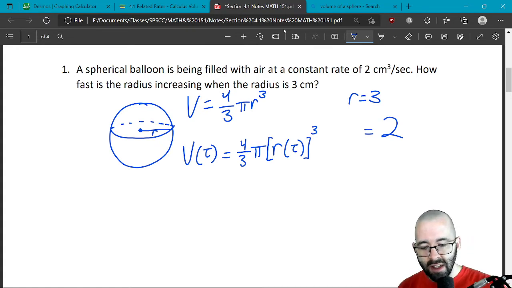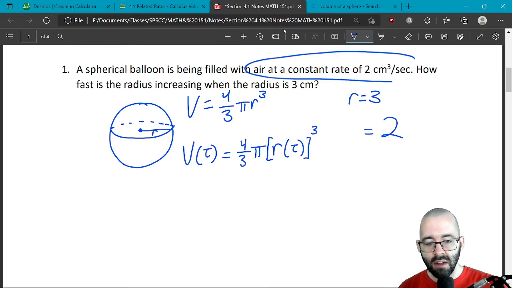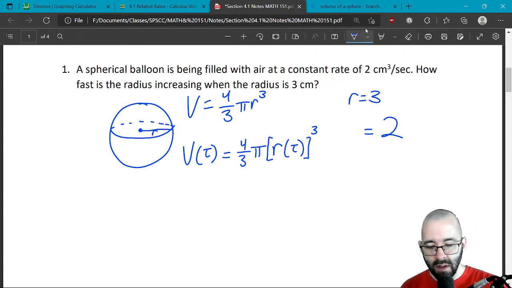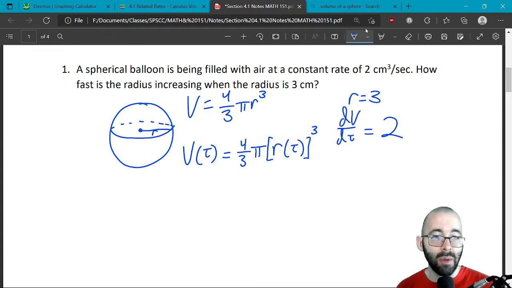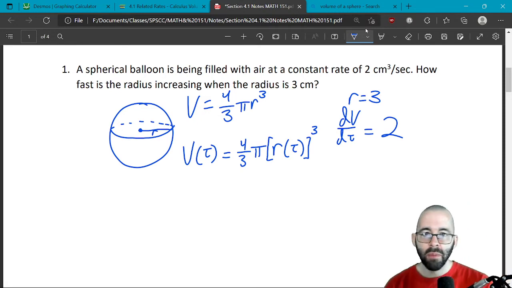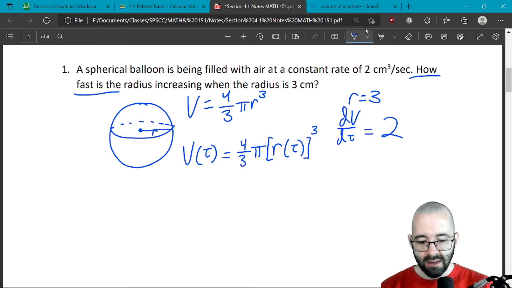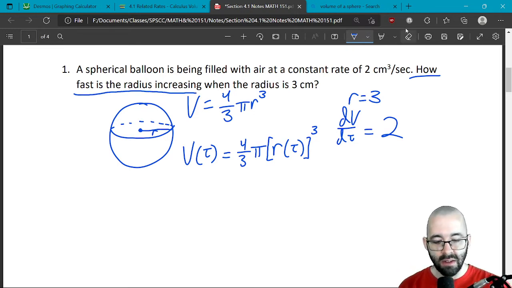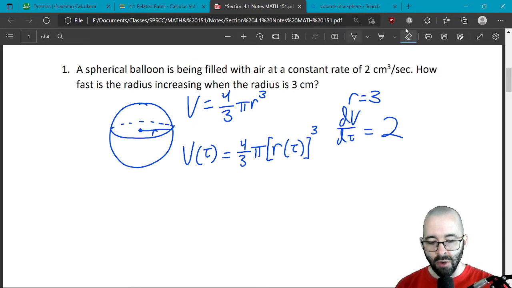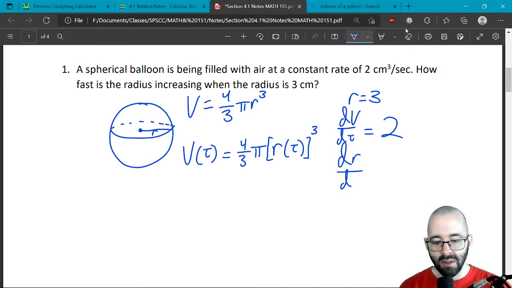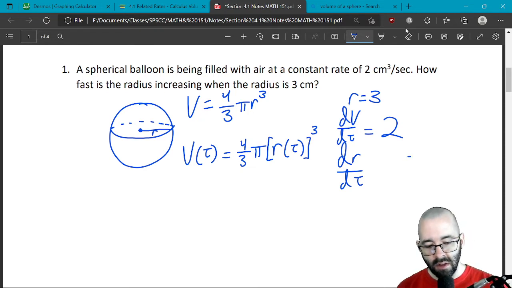When we're saying that the volume is increasing at a rate of 2 centimeters cubed every second, that "second" tells you that we must be taking the derivative with respect to time. So the derivative of the volume with respect to time is that 2 centimeters cubed every second. So what is the problem asking us to do? How fast is the radius increasing at this point? It wants us to find the rate of change of the radius with respect to time. This is what we want.